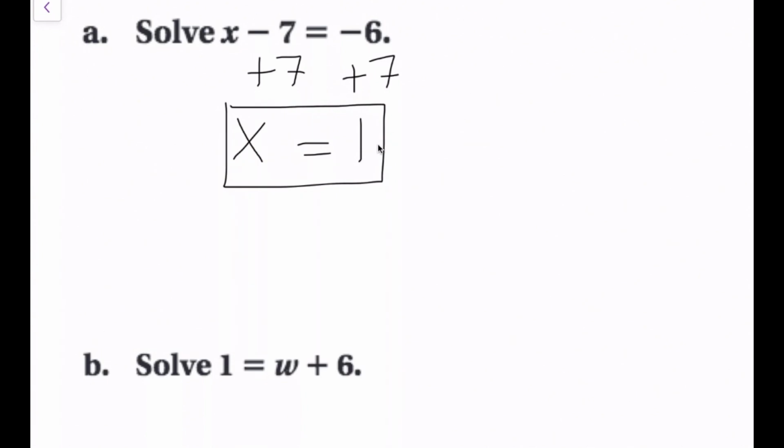In order to check this, I could plug 1 in, or substitute 1 in for x in the equation. So if I had 1 minus 7, that is going to equal negative 6. So I know that my answer is correct.